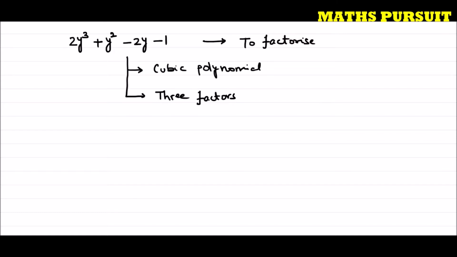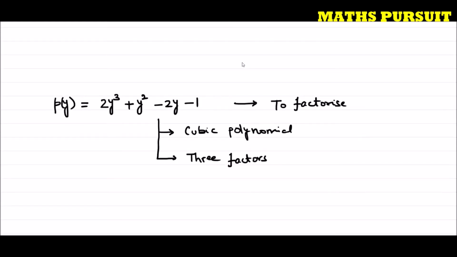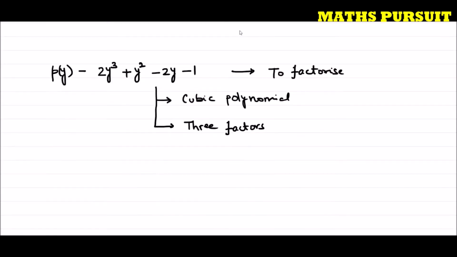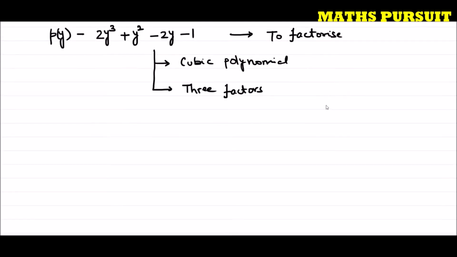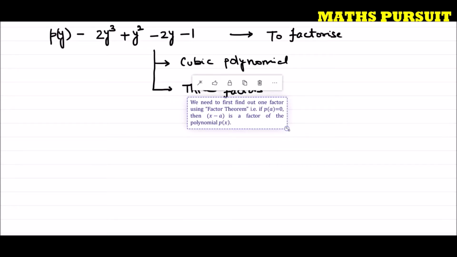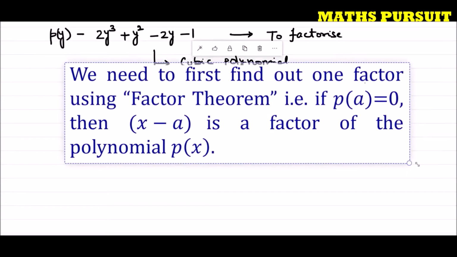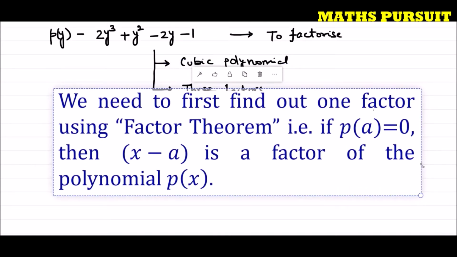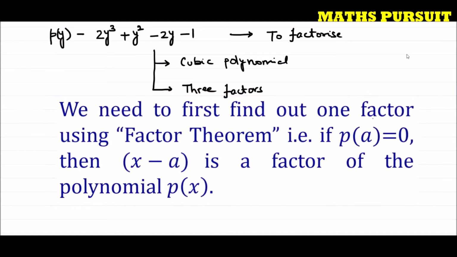let us move ahead. Let p(y) be equal to the given polynomial. That means p(y) = 2y^3 + y^2 - 2y - 1. Now after getting all these things, let us first of all try to find out one factor using the factor theorem. So let's see what I am exactly going to do. As I told you, we need to first find out one factor using the factor theorem.